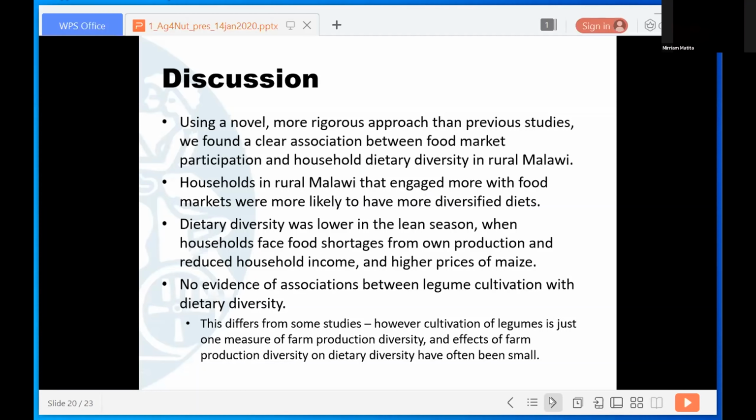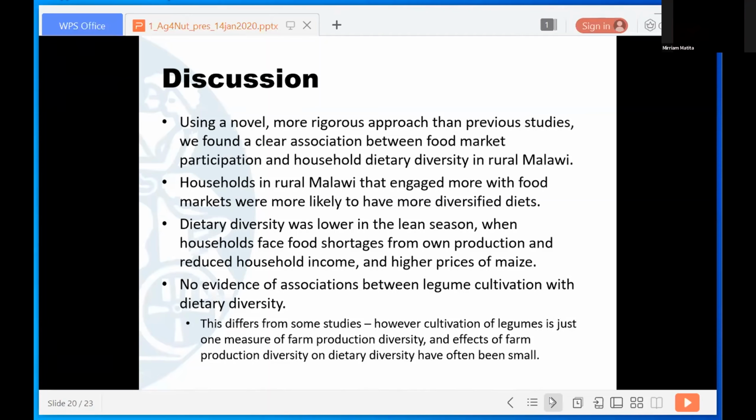And then we also found that diets were lower in the lean season, when households in this context face food shortages from own production, and there's reduced income that they have. And at the same time, they also face higher food prices. So that's the setting in which they are, and the diets were found to be lower in that season.